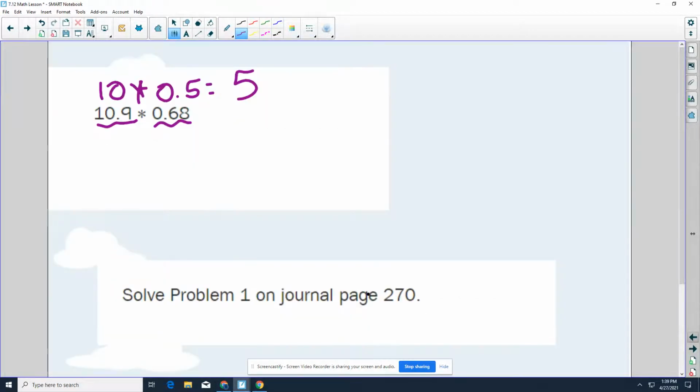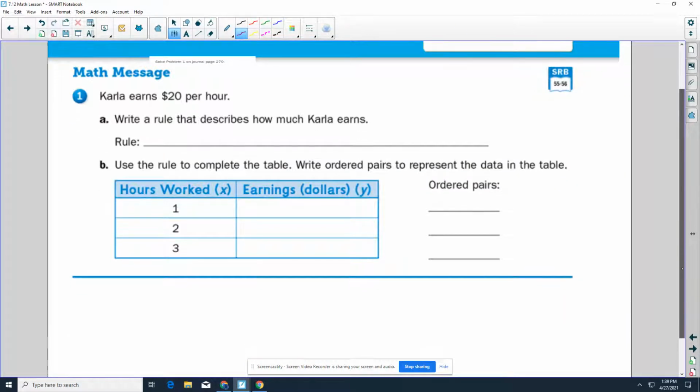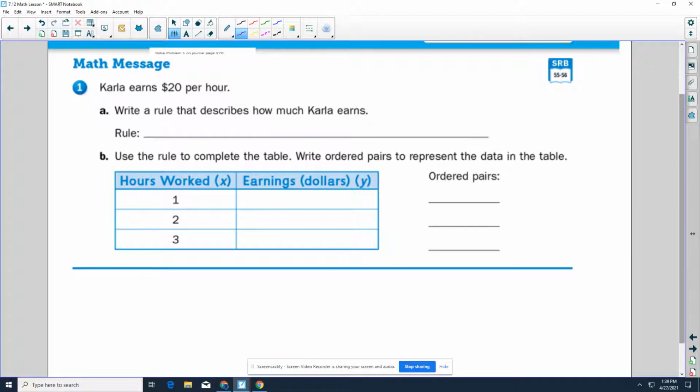Okay, now if you go ahead and turn to page 270 in your math journal, you're going to see the math message there. I want you to take a few moments, we'll read through this together, and then I want you to pause the video and try to see what you can come up with when we do the rule. So it says Kayla earns $20 per hour. Write a rule that describes how much Kayla earns. Well, I know she earns $20 per hour, and I can see down here her hours worked is X.